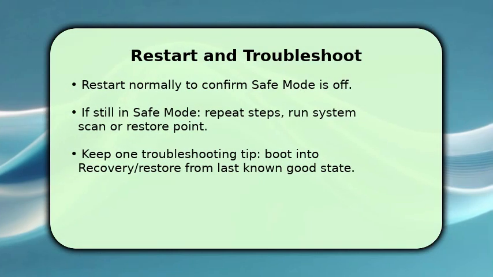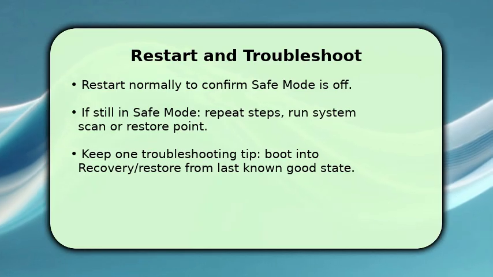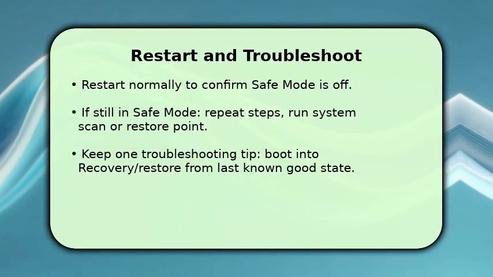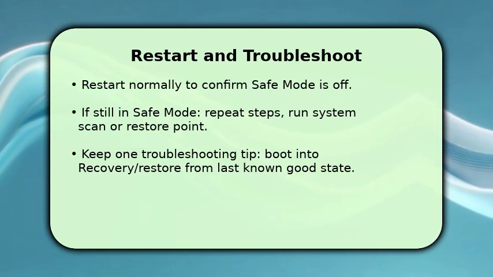You finish by restarting the device normally and observing whether safe mode stays off. This validates your changes. If safe mode persists, repeat the disable steps and run a system file scan or use a restore point to roll back recent changes.